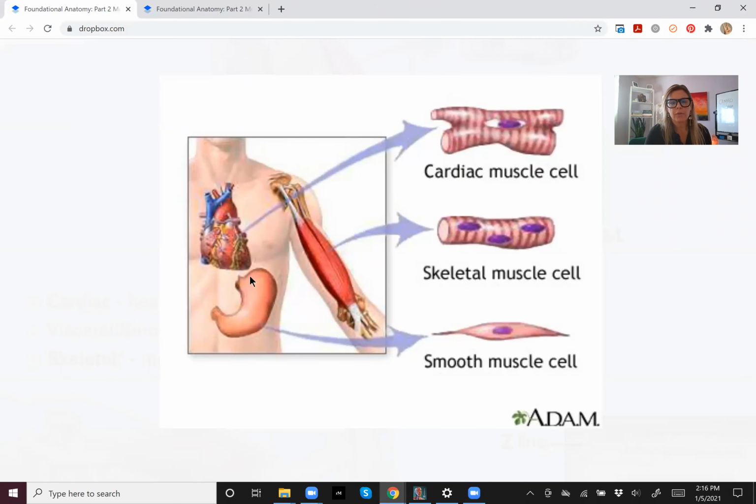There's also 2 other types of muscle in the body. So the first of those 2 is cardiac muscle. The name itself gives away where it is. Cardio is related to the heart. So cardiac muscle cells are found only in the heart, and they're very specialized cells that work to contract the heart so that the heart can pump the blood through the body.